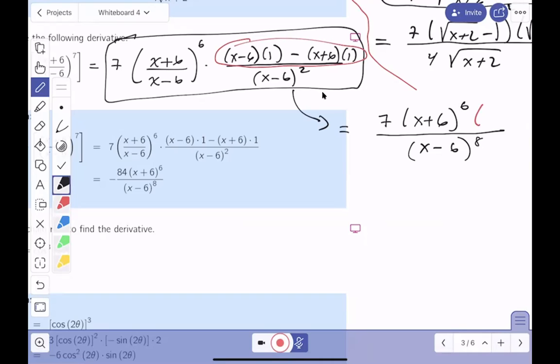Oops, get back to black. I'm going to simplify that a tiny little bit. And what do you get? x minus 6 to the 8th power. And 7 times minus 12. Let me get my eraser. It doesn't look like an 8, does it?